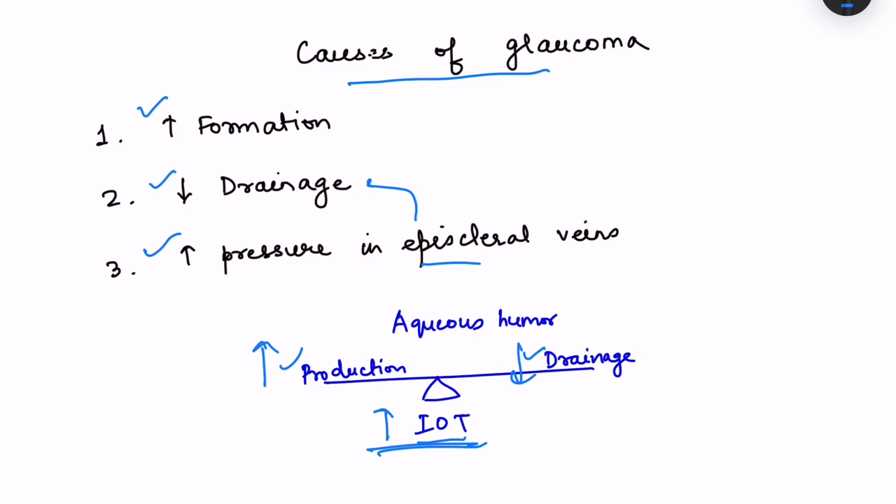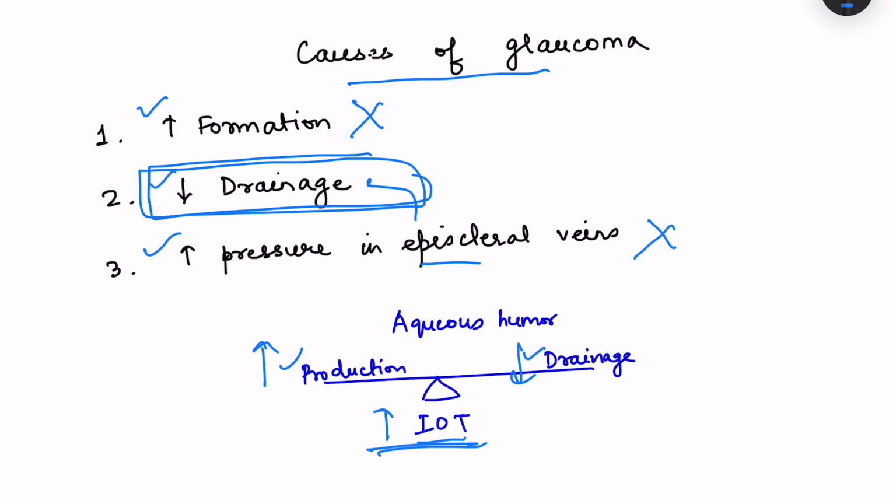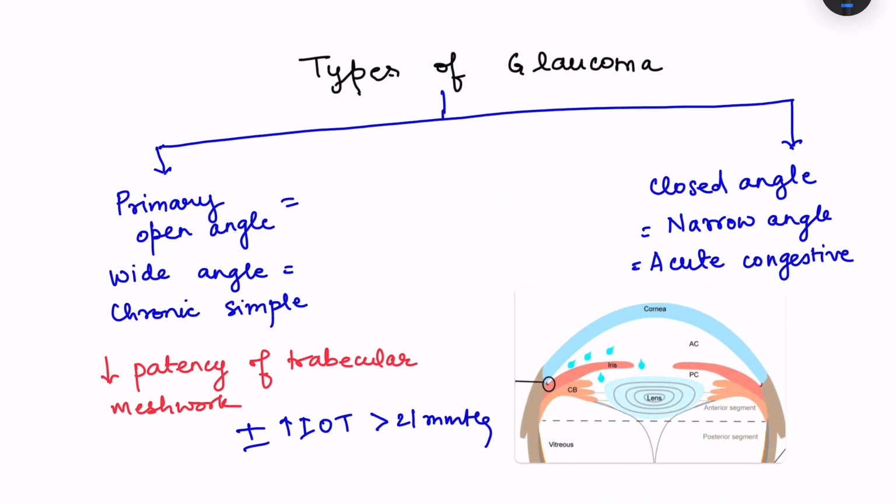Now amongst these causes, these two are rare. It is mainly decrease in the drainage which causes the glaucoma. So primarily we have two types of glaucoma, that is primary open angle glaucoma and primary closed angle glaucoma, but we can also have secondary causes of glaucoma. But in that also what happens is that some exudates block this trabecular meshwork here, and then that will cause a decrease in the drainage of the aqueous humor.